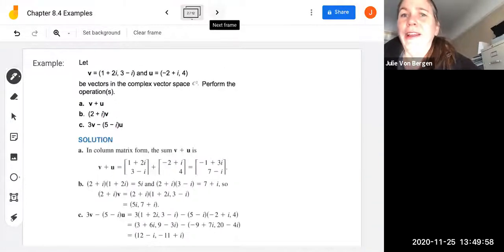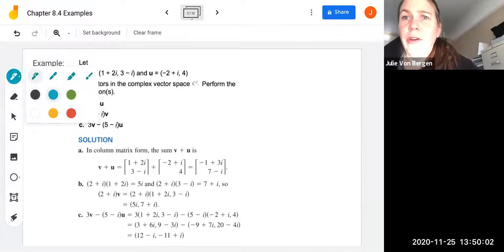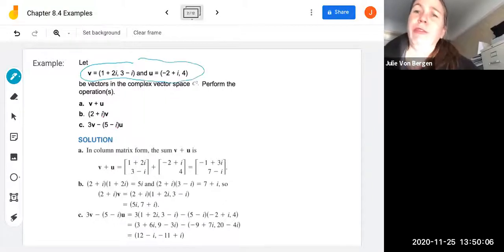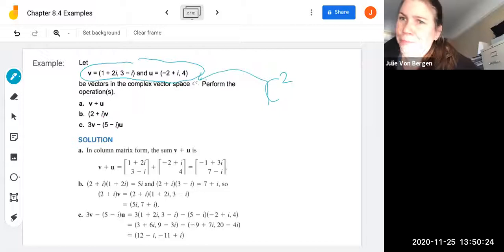So let's take a look at an example. We're going to let V be the vector 1 plus 2i in the first component and 3 minus i in the second component. And U be the vector negative 2 plus i in the first component and 4 in the second component. These are vectors in a complex vector space, so you could denote that C with a 2. That's what this says here. It just is kind of hard to see.